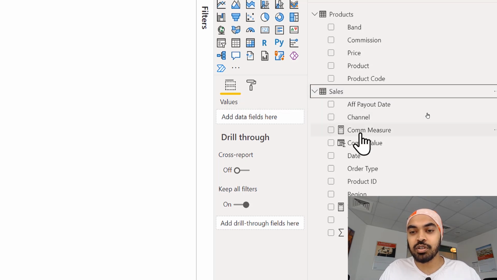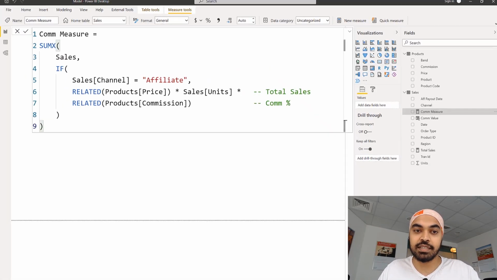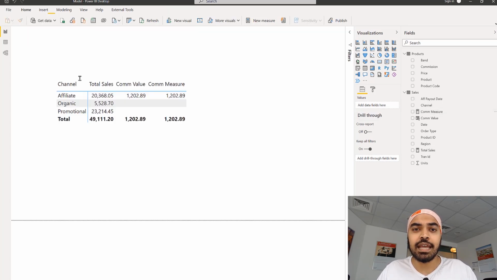Now, this commission measure that we have created has got nothing to do with the holding table, which is the sales table right here. The measure is actually impacted by the DAX that you write inside of it, which is nothing but this particular DAX statement that we have written, and how the relationships of the two tables are set up at the back. That is what is going to impact the calculation and the output of the measure, not the holding table. Which brings me to another concept: you can probably create a measure in any table.